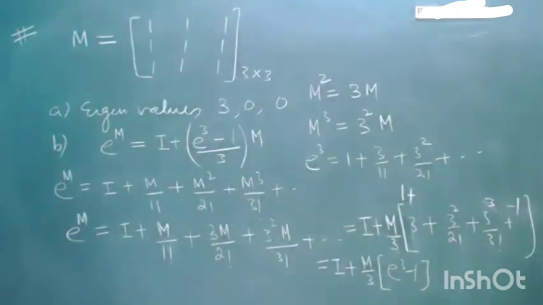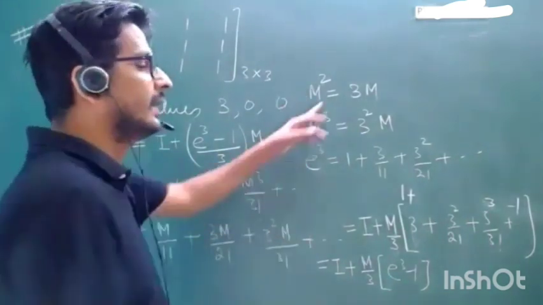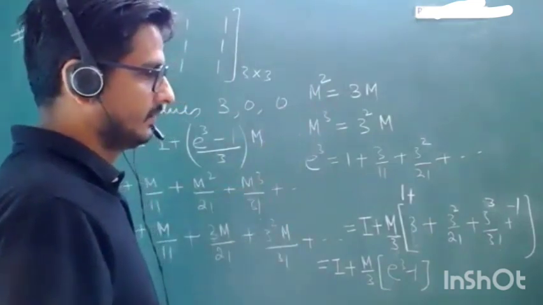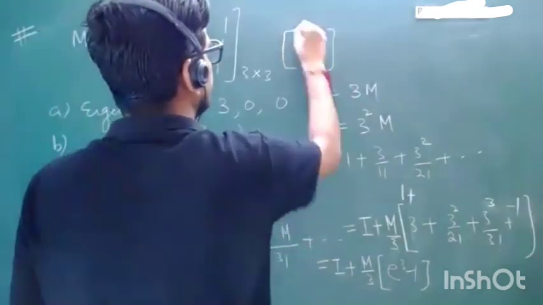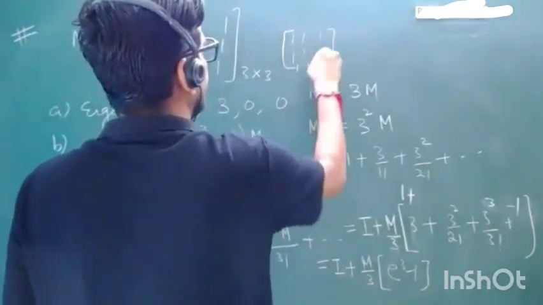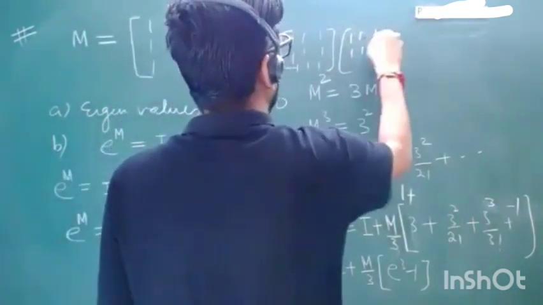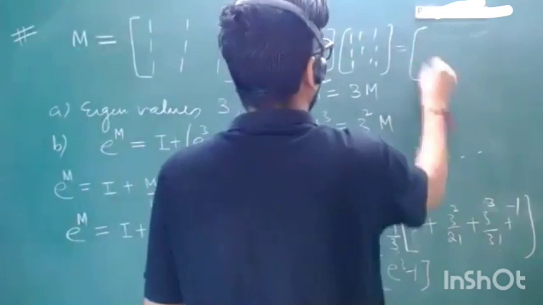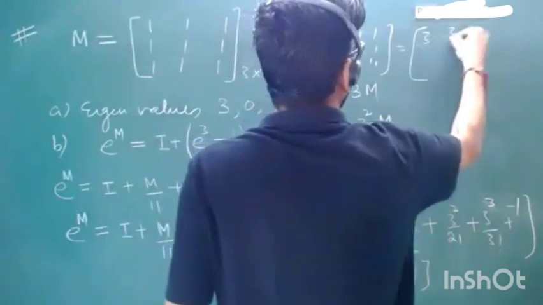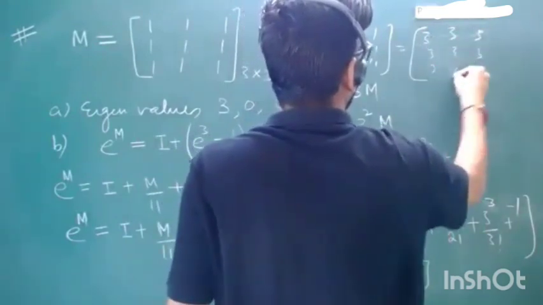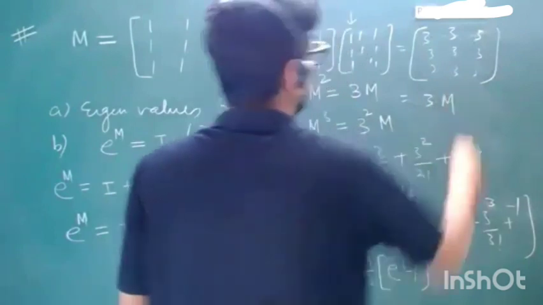Correct? Sir, this basic question, how does m squared become 3m, sir? So how will you calculate m square if you are saying basic question? Multiplication. So multiply, no? You don't know? Okay. Multiplication of two matrices: 1 1 1, 1 1 1, 1 1 1, and then again 1 1 1, 1 1 1, 1 1 1. So when you will multiply, it will become 1 plus 1 plus 1. So it will become 3 3 3, 3 3 3, 3 3 3. Yes, sorry. Take 3 common and it will become 3m.